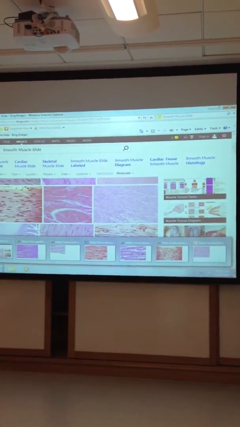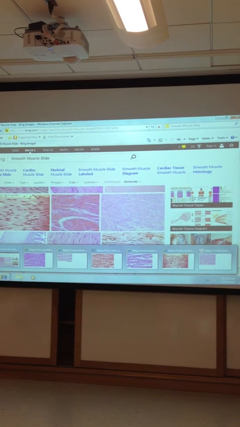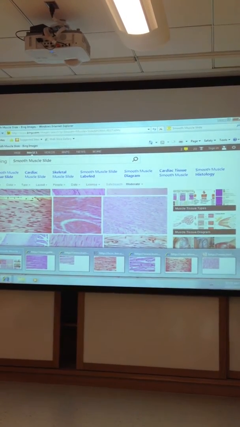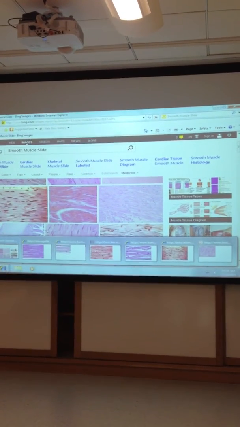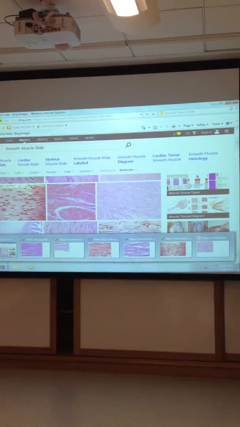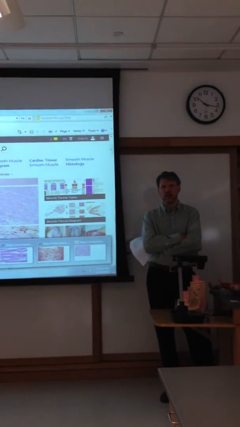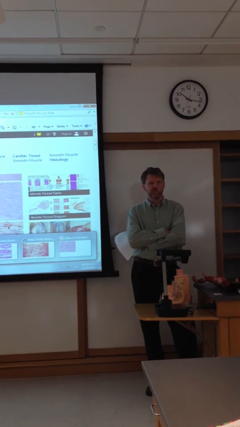There are three different types of muscle tissue to be aware of: skeletal, cardiac, and smooth. Before I put it up there, what do you think a way to categorize skeletal muscle would be? What are your tip-offs that you're looking at skeletal muscle?